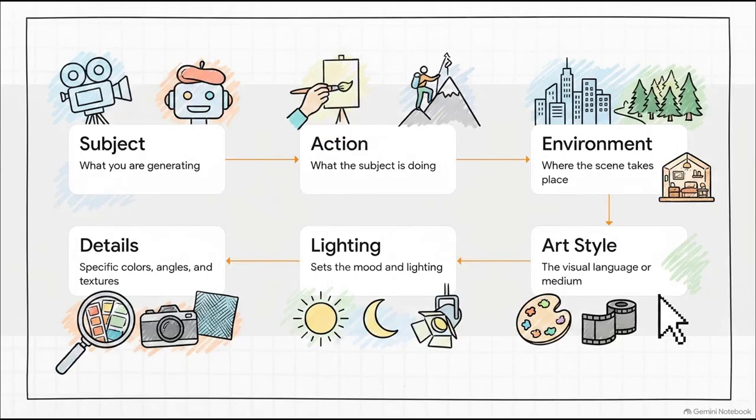And this logic applies visually too. When you're prompting for images in tools like Nano Banana Pro, you have to remember, you aren't describing a task anymore. You are directing a scene. And this 6-step formula works basically every single time. Every strong image prompt needs a clear subject, what they're actually doing, their environment, a specific art style, like, say, editorial photography, the lighting setup, and finally, granular details like camera angles or color palettes.